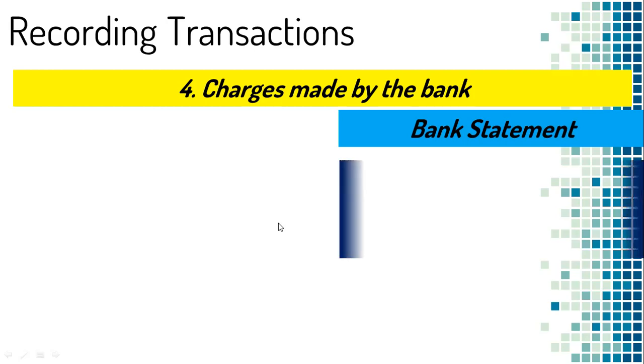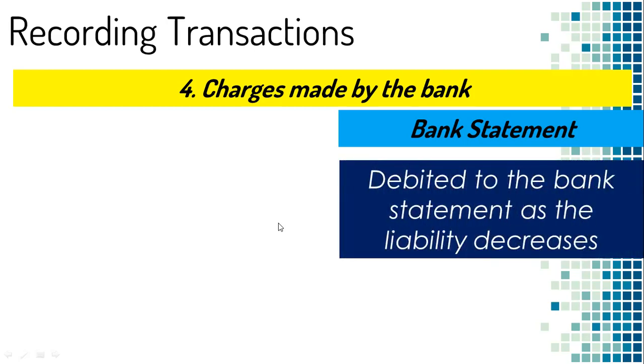And do you know how they record it? They reduce it from your account. Then what do we have to do? They are debited to the bank statement. Why is it debited? I told you these things are deducted from your account. So they are debited to the bank statement as the liability decreases. Okay.